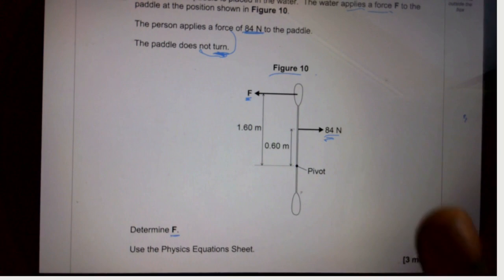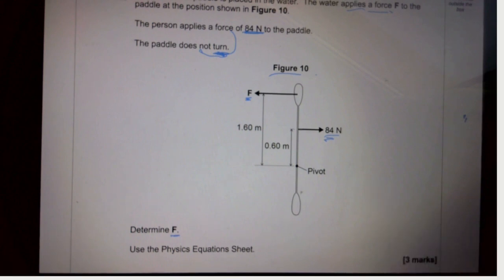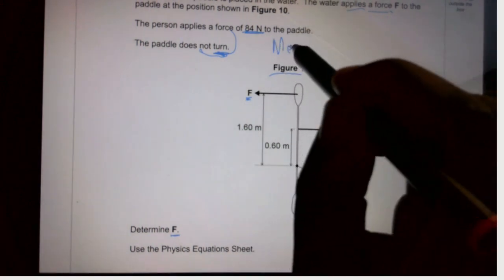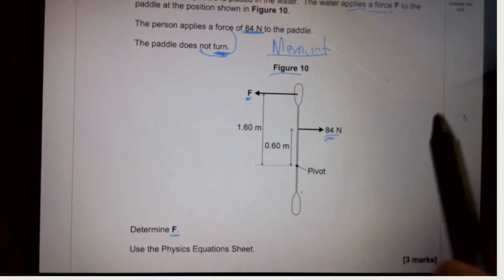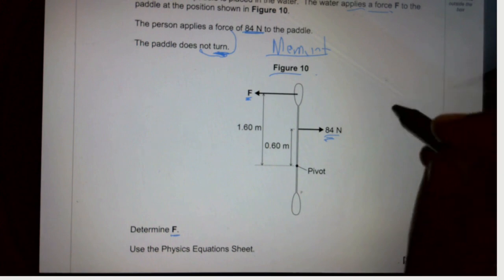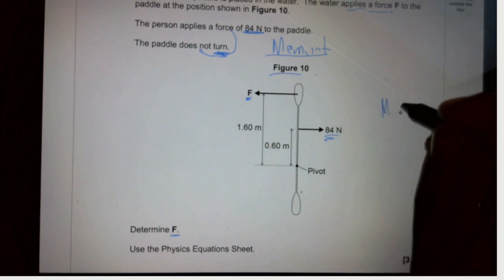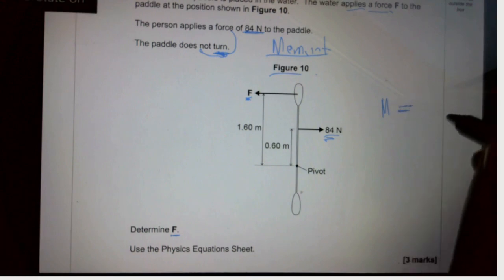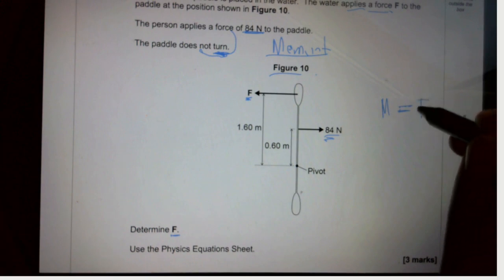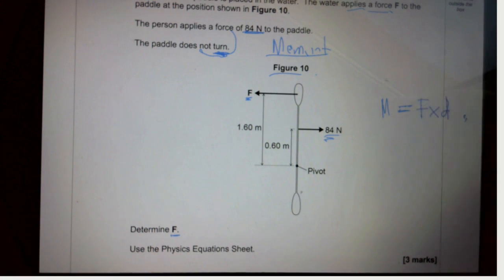But before we get to that, I just want to give you a small basic about moment, to remind ourselves. So now we know that this question belongs to the topic of moment. So the question is, what is moment? Moment, the symbol for moment is a capital letter M, and it equals force multiplied by perpendicular distance. So what do I mean by that?